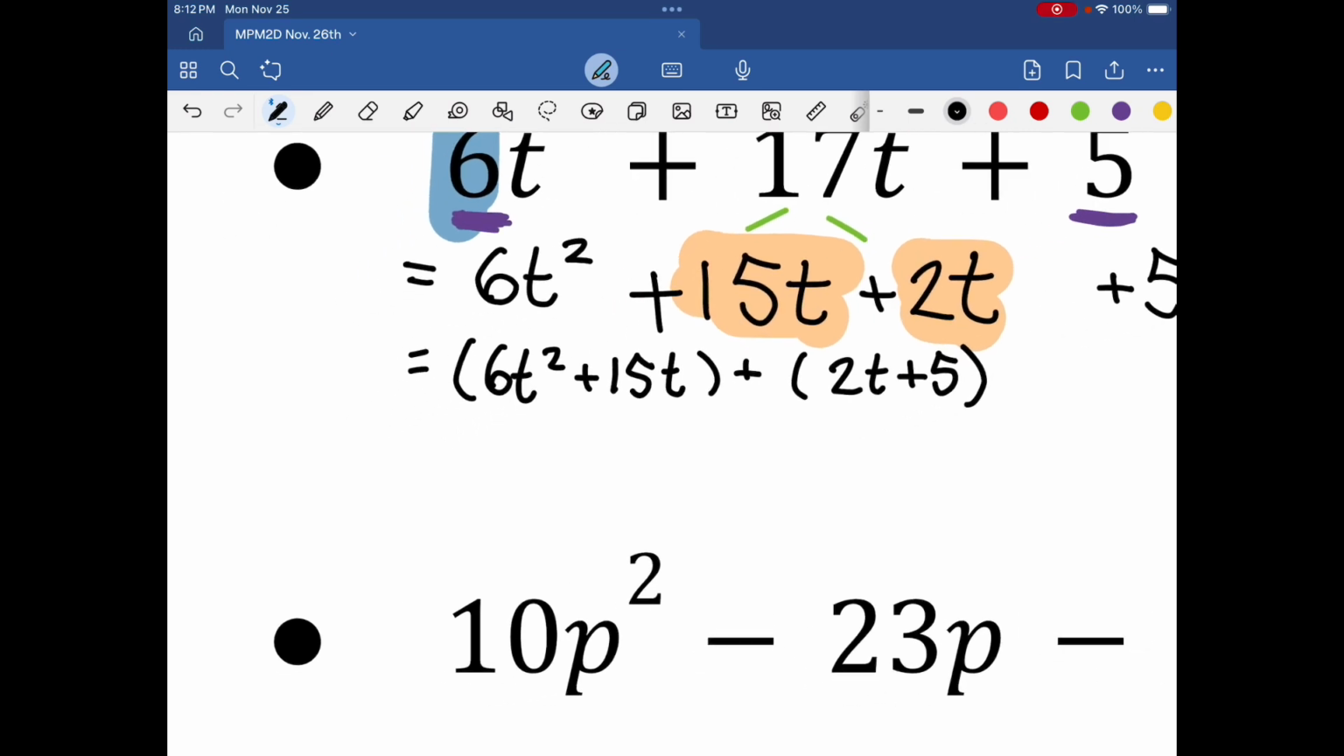Find the GCF. GCF between 16 and 15t is 3t. I'm left with 2t plus 5. And here they have nothing in common except for 1.